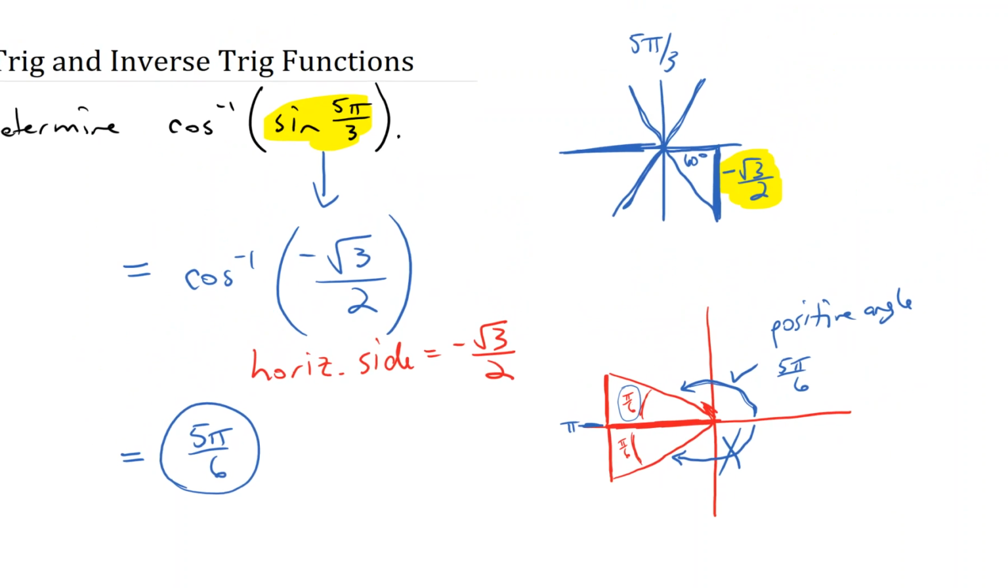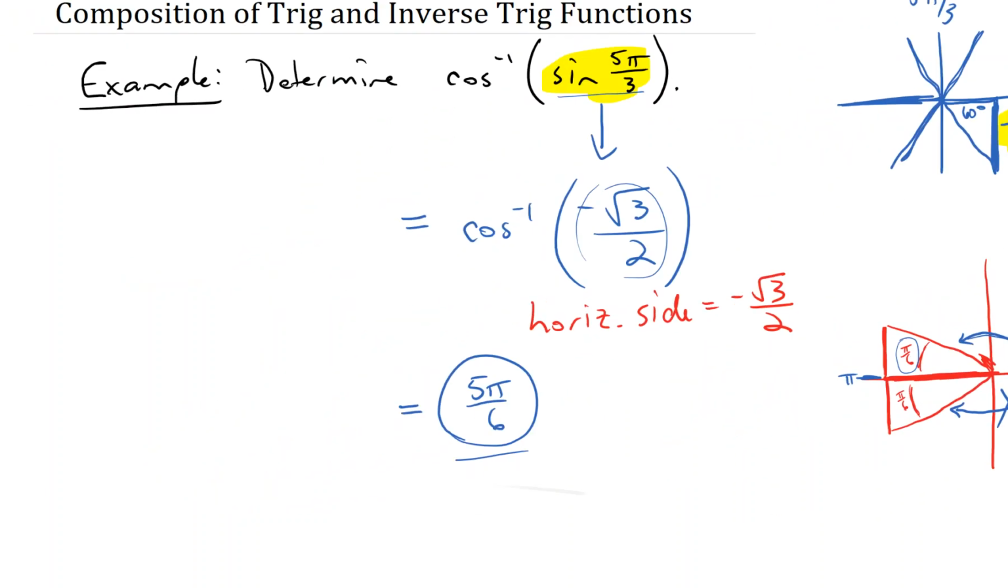Okay, so we did a couple things there. We had to find the sine of 5 pi over 3. We got it. And then we had to do the cosine inverse of that ratio, and we got it. All right, let's try another example.